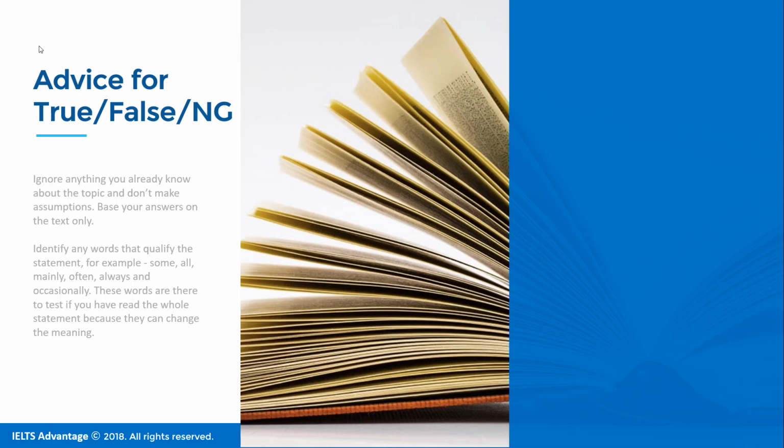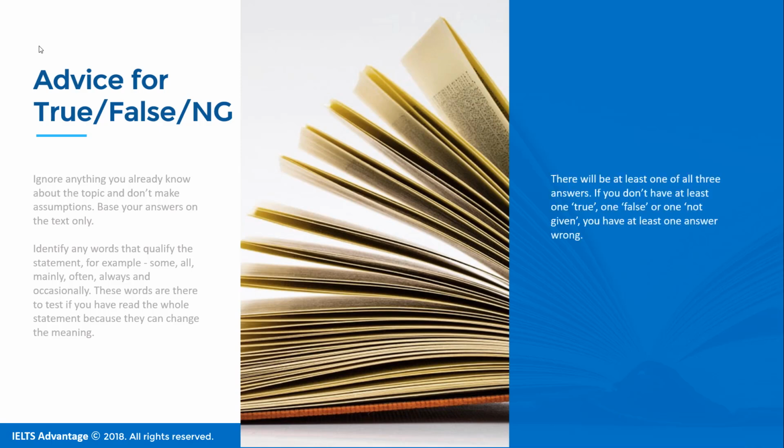Identify any words that qualify the statement. For example, some, all, mainly, often, always, and occasionally. These words are there to test if you've read the whole statement, because they can change the meaning. So if I said, some Irish people have ginger hair, red hair, that's very different from saying all Irish people have ginger hair, red hair. One means 100%, one means not 100%. So just one tiny word like some can completely change the meaning of a sentence. So you need to be careful with these qualifying words.